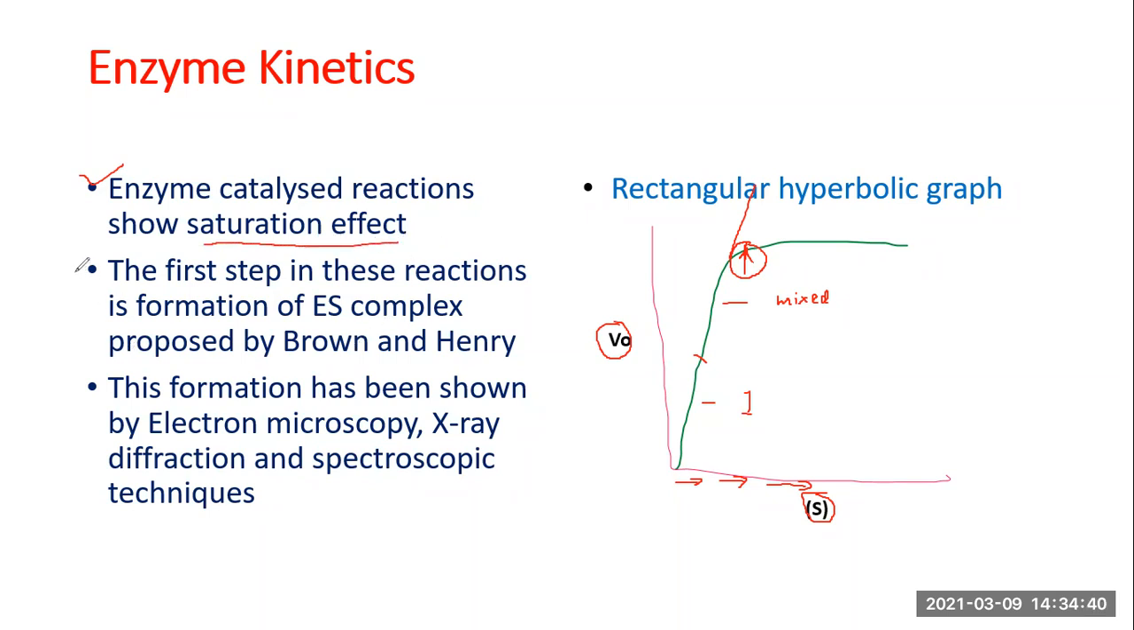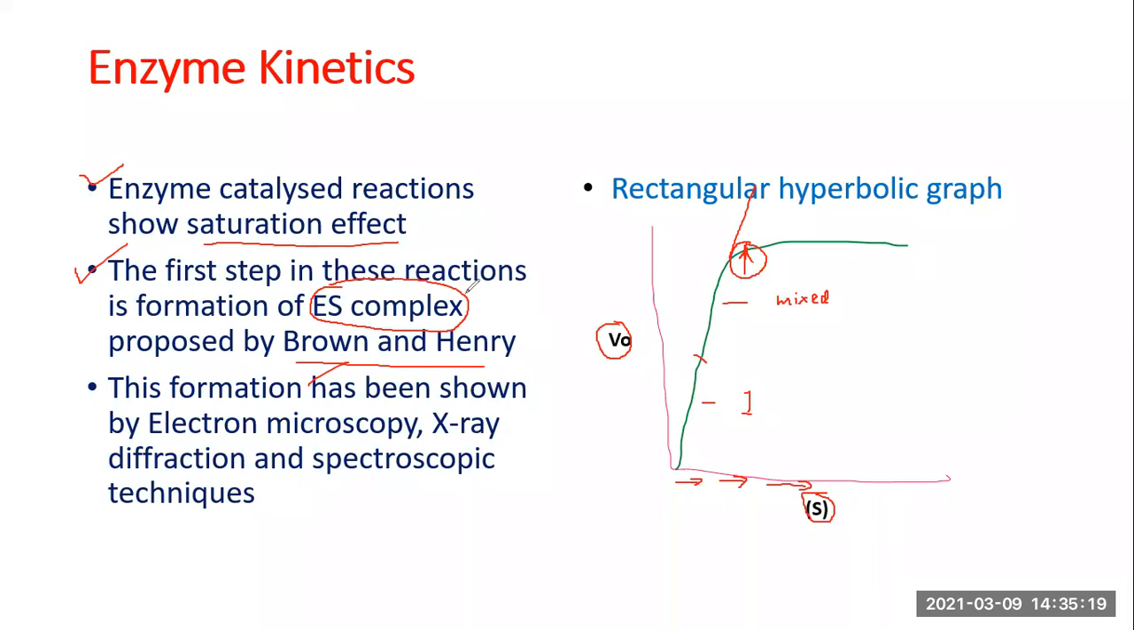Why does it show that saturation effect? The answer is that people predicted, particularly Brown and Henry, that all enzyme catalyzed reactions go through a transient intermediary step, and that stage is the formation of the ES complex. The enzyme combines with substrate to form a transient, meaning temporary, enzyme substrate complex, which is then processed to give you the product, and the enzyme is released back.